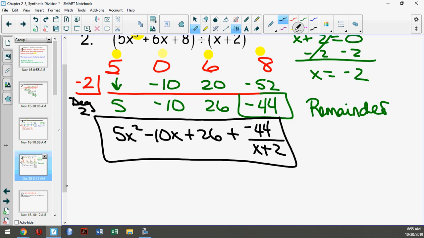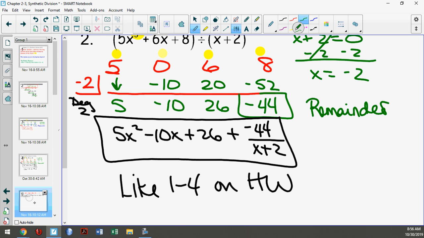This is how you are going to do problems 1 through 4 on tonight's homework. Any questions on 1 through 4? We good? Okay, now we're going to continue along.